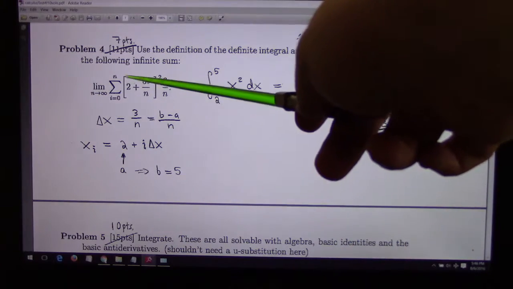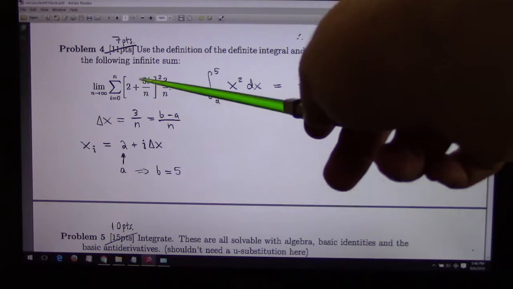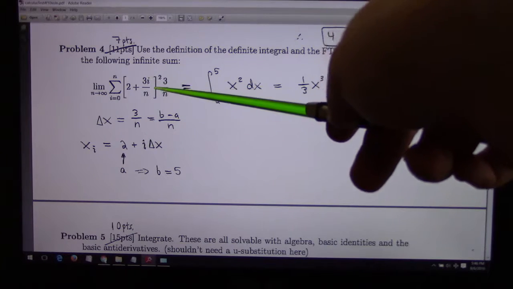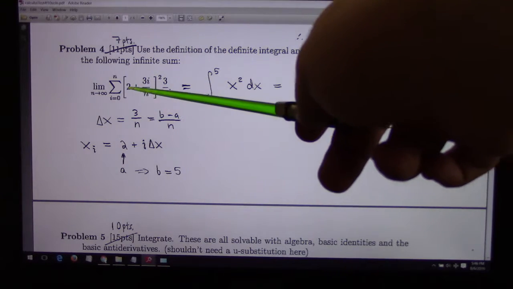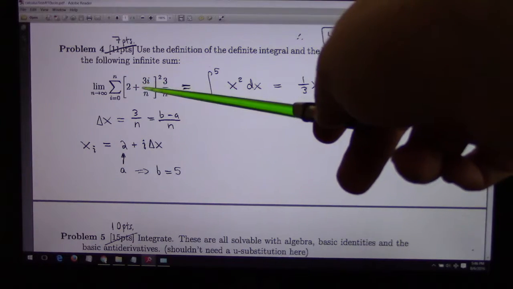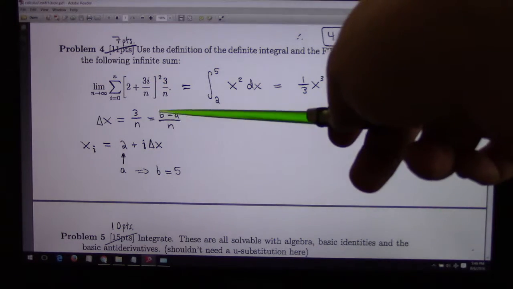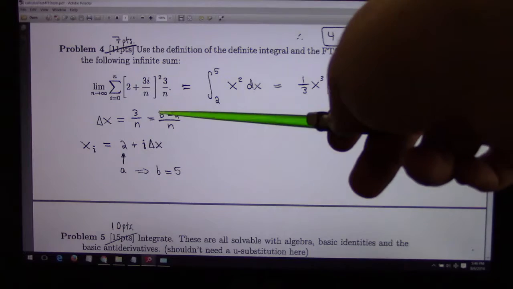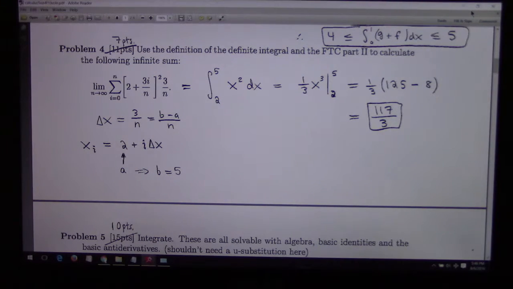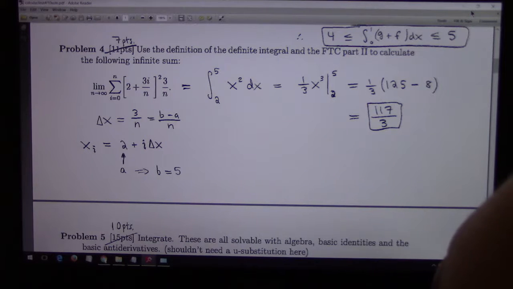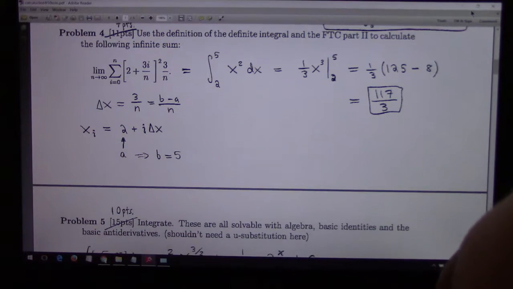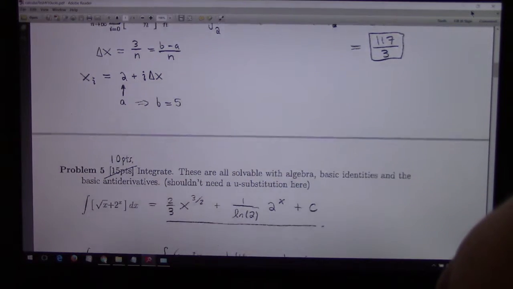If a equals 2, it's easy to understand that as 2. And then my delta x would be 3 over n, which means I go from 2 to 2 plus 3, so the upper limit is going to be 5. 5 minus 2 over n is 3 over n. Admittedly, there's some creativity here, and this is a challenging problem. You really need to understand the definition of the definite integral to be able to think backwards a little bit. Anyway, enough about that.